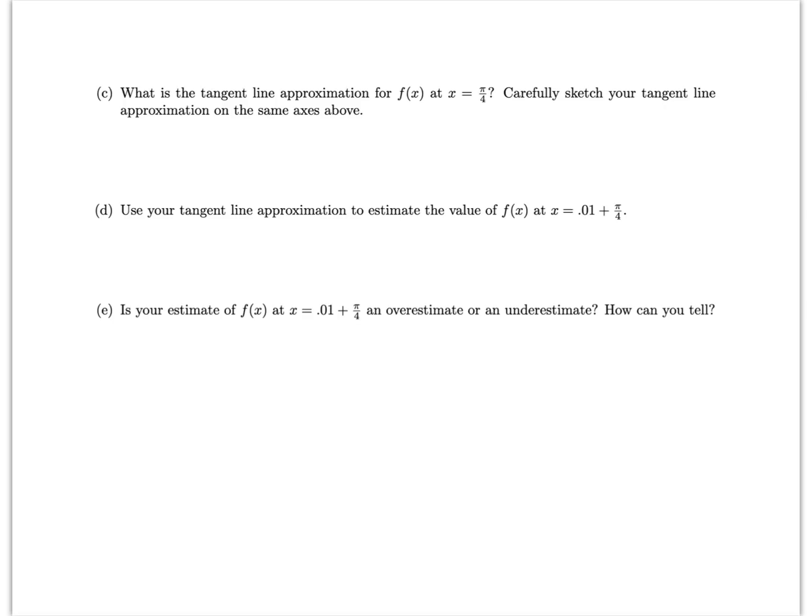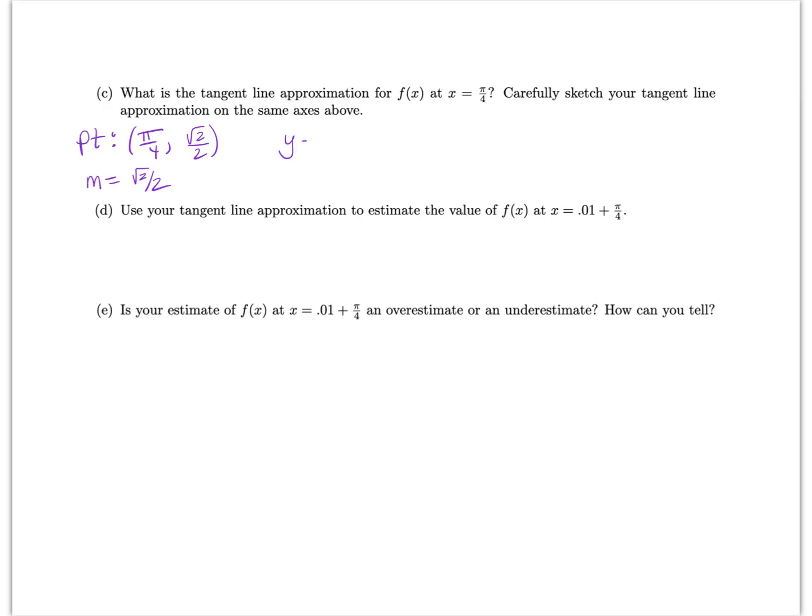Okay, so we want to use that information to find the tangent line approximation for f at x equals pi over 4. And we want to carefully sketch our tangent line on the same axes. So I have a point that is pi over 4 comma f of pi over 4, which was root 2 over 2. And I have a slope, which is f prime of pi over 4, which was root 2 over 2.